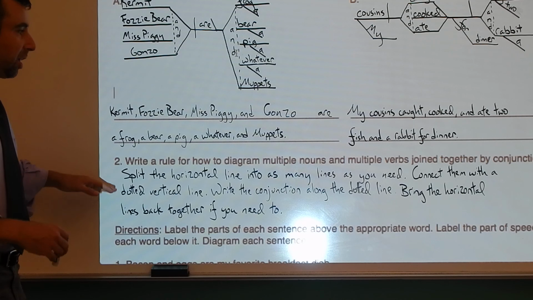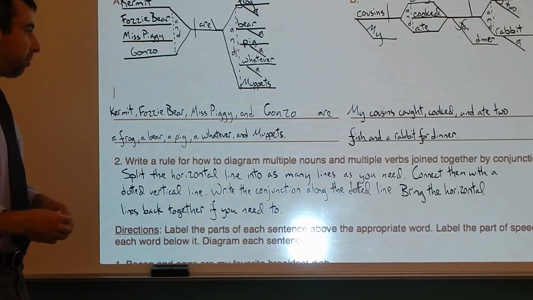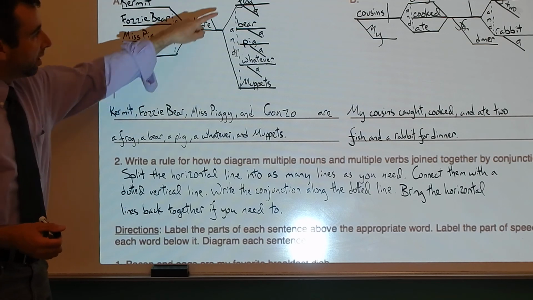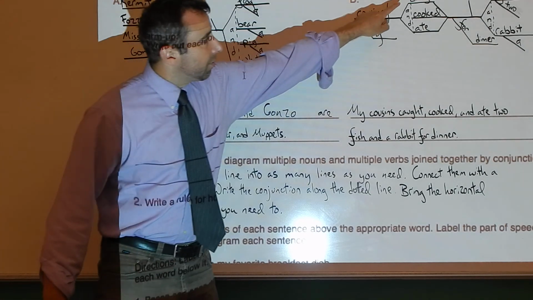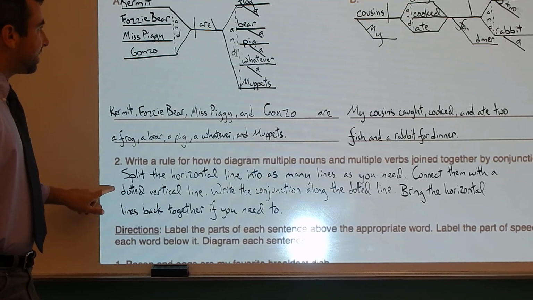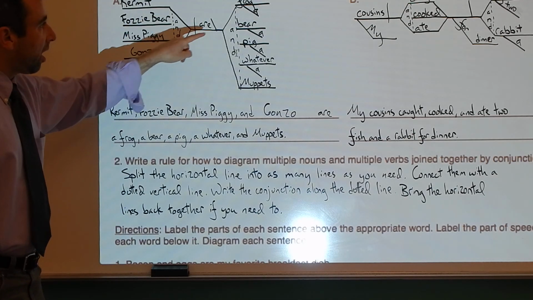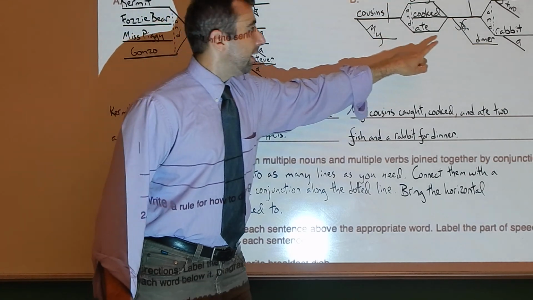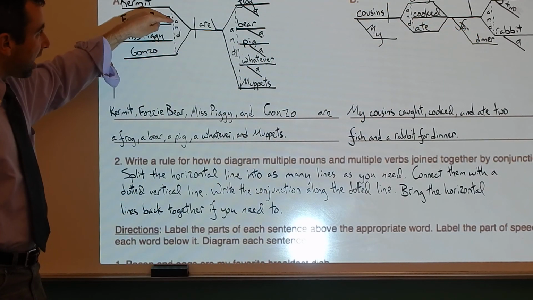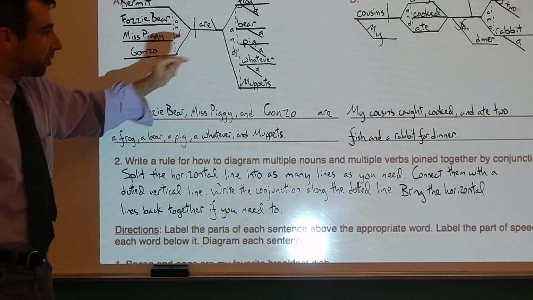Split the horizontal line, whatever horizontal line it is that you're working with, into as many lines as you need. So here I needed 4, here I needed 5, here I needed 3, there I needed 2. Connect them with a dotted vertical line, and write the conjunction along the dotted line. Yeah, I'm writing it going down, but that's okay.